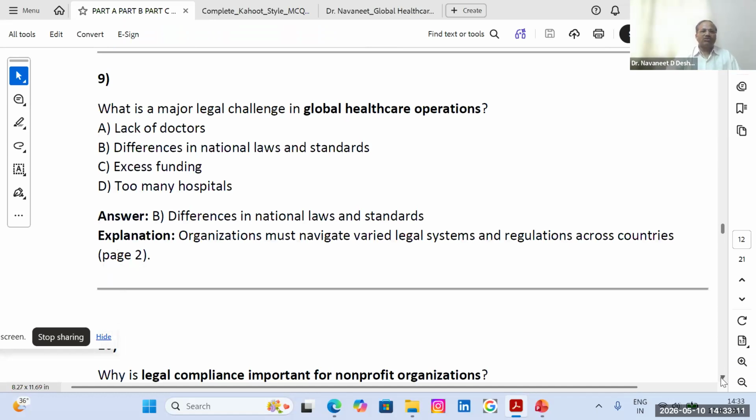Ninth question. What is a major legal challenge in global healthcare operations? A. Lack of doctors. B. Differences in national laws and standards. C. Excess funding. D. Too many hospitals. The correct answer is B. Differences in national laws and standards, because organizations must navigate varied legal systems and regulations across the countries.